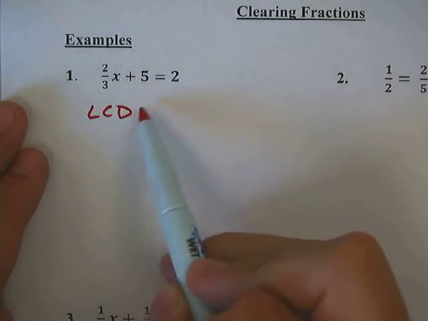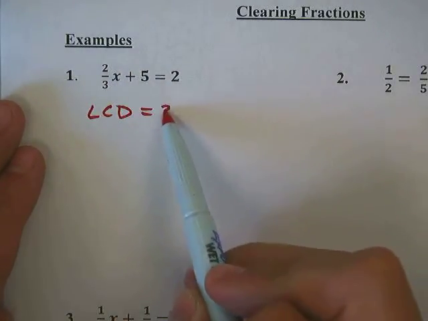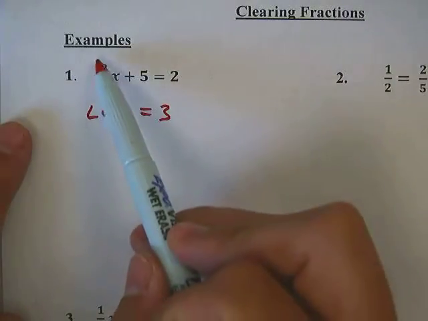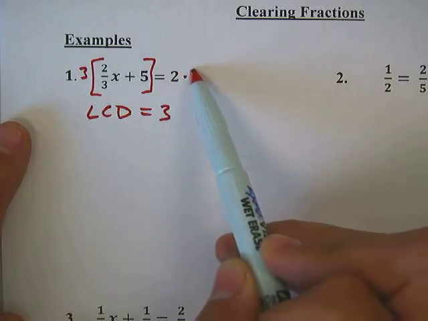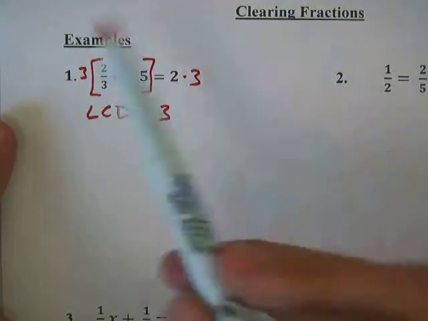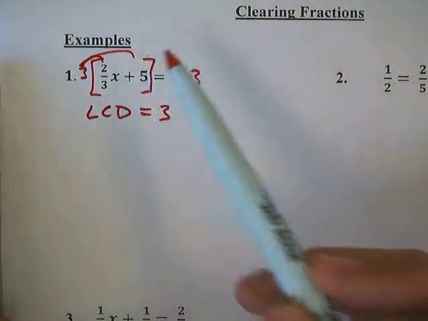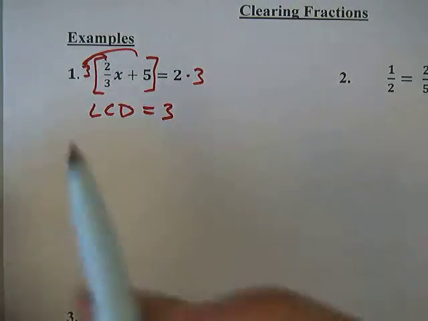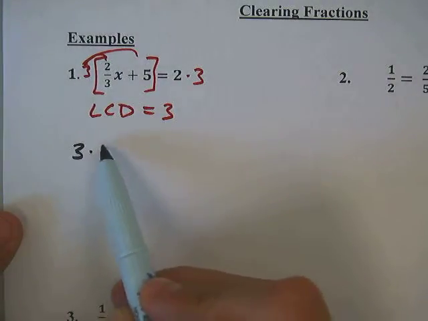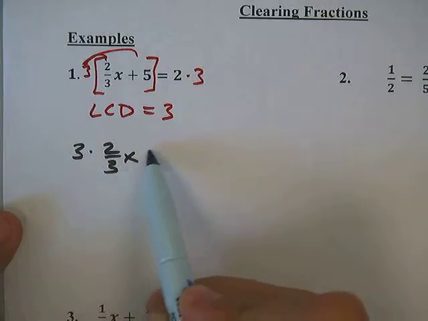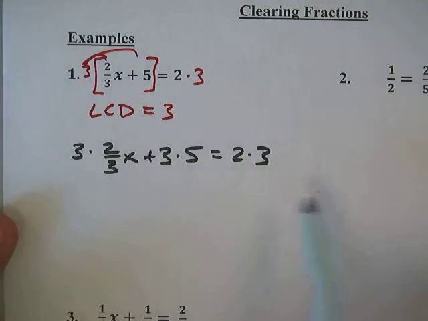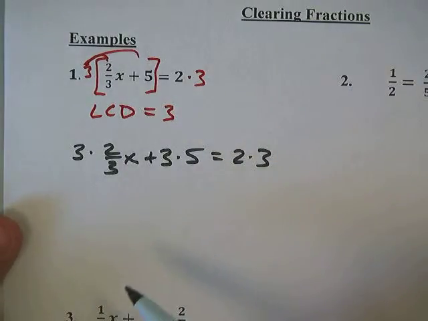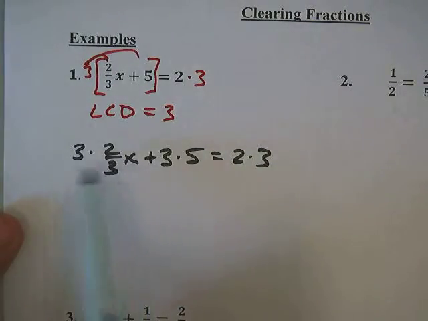Now the LCD in this one's easy because there's only one fraction, and that would be 3. And so what you're going to do is multiply the entire left side by 3 and then the right side by 3. Okay, so that means I'm going to have to distribute this. If I do that, and I'll just write it out so you can see it, 3 times 2/3 x plus 3 times 5, and over here 2 times 3. Now if you can do this in your head, you can just skip over this, but if you can't, then it's good to write it out.